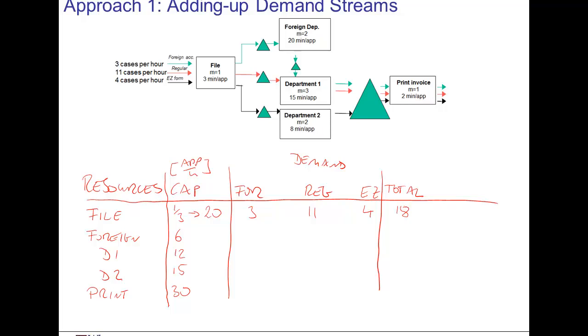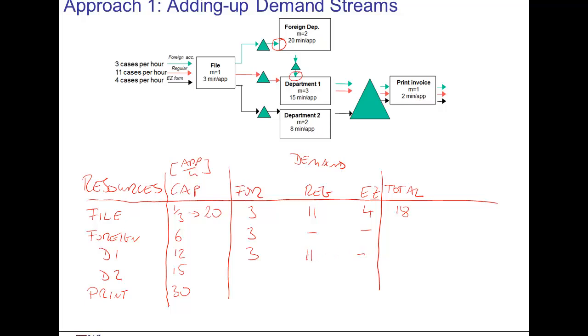At the foreign step, the situation is different because only the foreign units, 3 units per hour, are going to arrive at this department. There's no demand from the regular units and the easy units. In Department 1, we have the 3 units arriving from the foreign department, the foreign units. We have the 11 regular ones, but we don't have any from the easy.